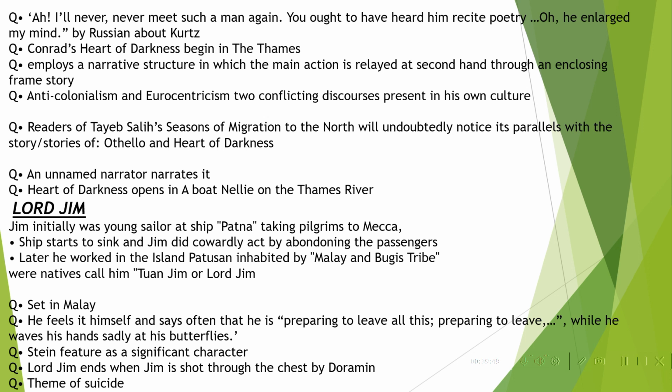So see, the son's name is Dain Waris, and the father's name is Doramin. Okay, not Gentleman Brown. Gentleman Brown is a man who is trying to take possession of Jim, and it is based on the theme of suicide. This novel is based on the theme of suicide.